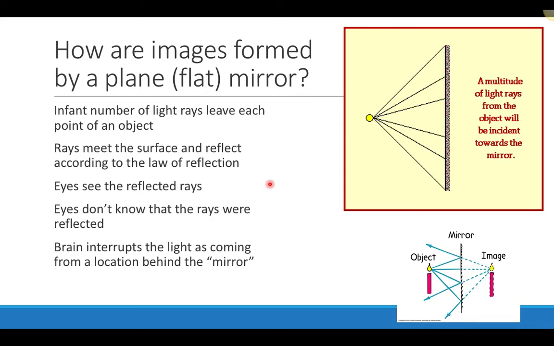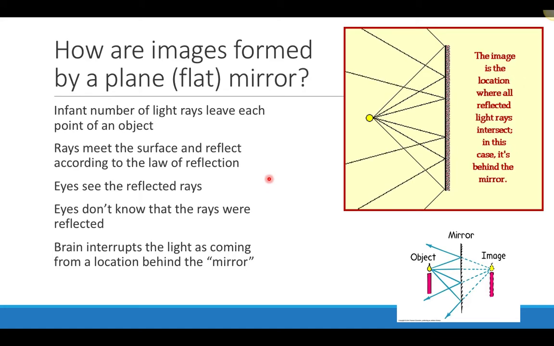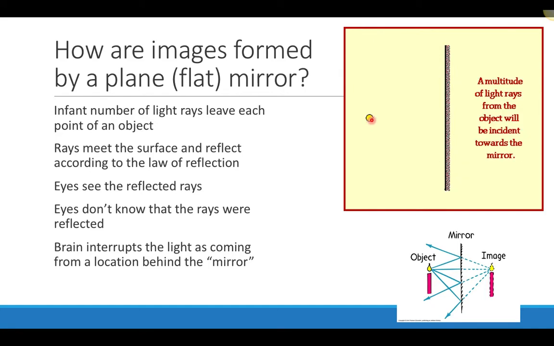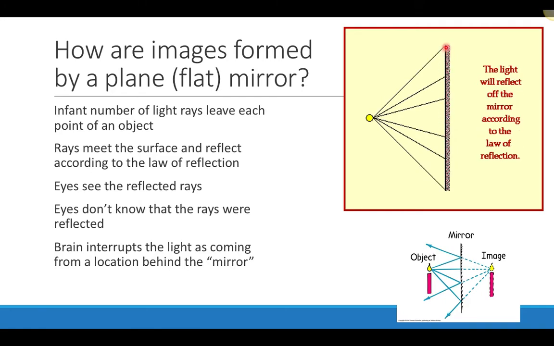So let's talk specifically about a plane mirror. A plane mirror is a flat mirror, a straight mirror, and we can talk about how images are formed. For any given object, here is the object over here, we have an infinite number of rays of light that leave the object, and they're going to hit the surface of the mirror. Then the law of reflection says they're going to reflect off at the same angle they're incident.